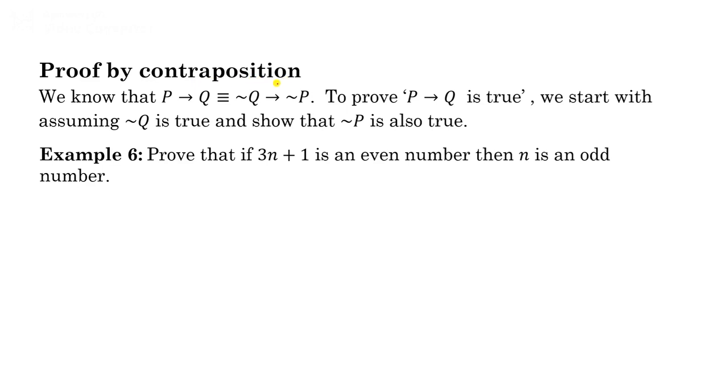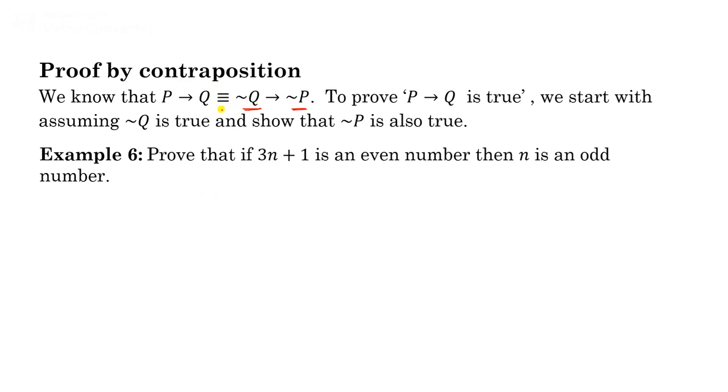Proof by contraposition. Look at this. P implies Q. The contraposition of this is negation Q implies negation P, and this is equivalent to P implies Q. You can check it by making truth tables of P implies Q and negation Q implies negation P. So whenever we have to prove the conditional statement P implies Q, we can use its contraposition also. It means we can start with negation Q is true and show negation P is true. If we do so, automatically P implies Q will be true because it is equivalent to negation Q implies negation P. This method is known as proof by contraposition.